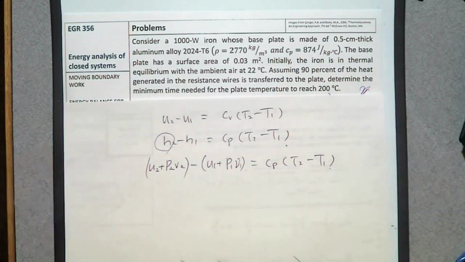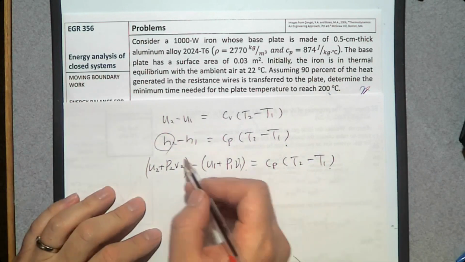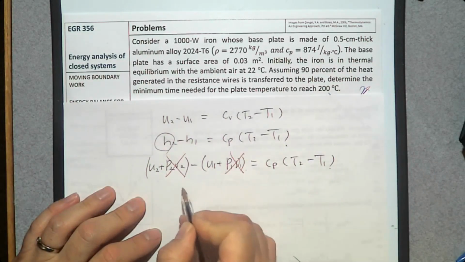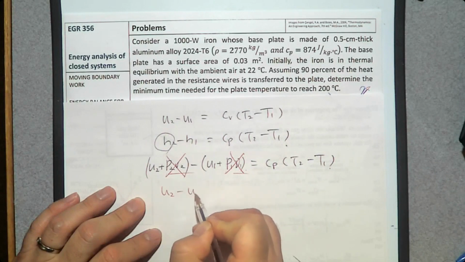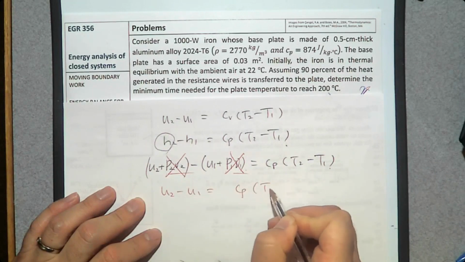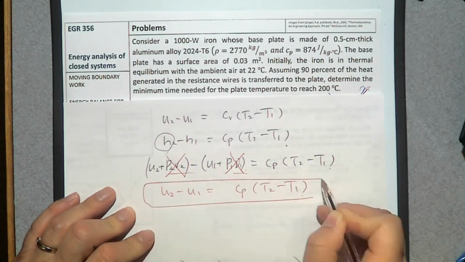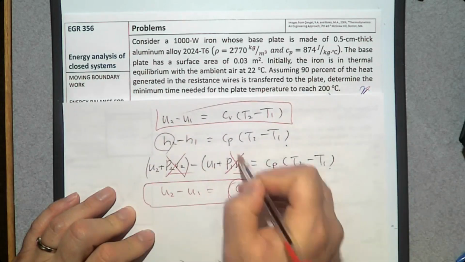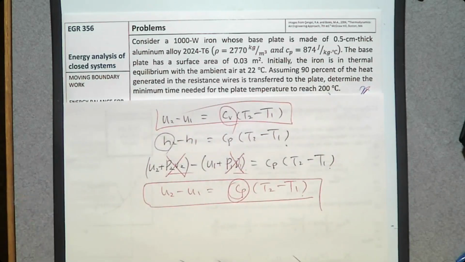By the way, when you have a solid or liquid, what makes solids and liquids different from gases? They are incompressible, right? So if they are incompressible, these two PV terms go away. So U2 minus U1 is Cp (T2 minus T1). Oh wait, this one looks the same as the Cv one. So there's no difference between Cp and Cv. They are the same when you have a solid or liquid. Okay?